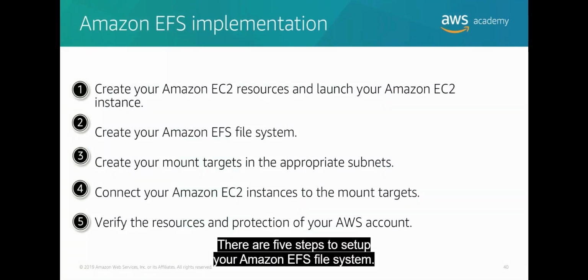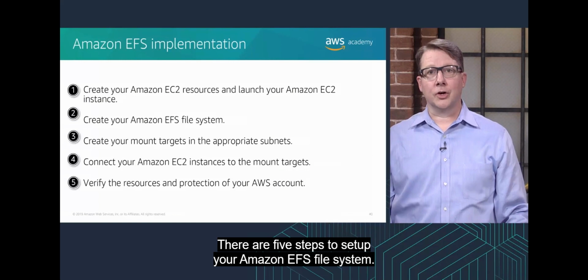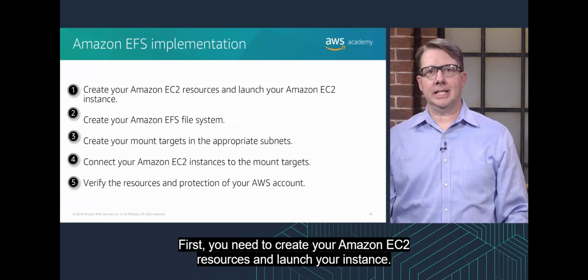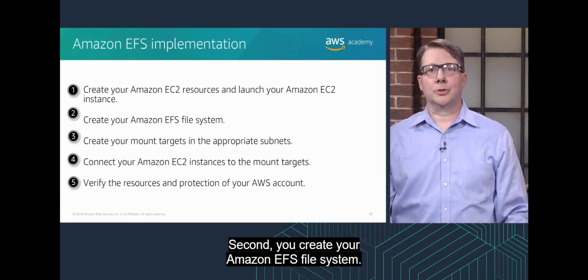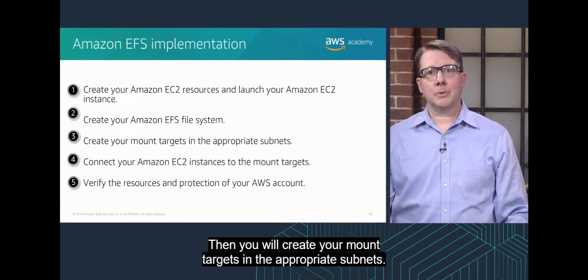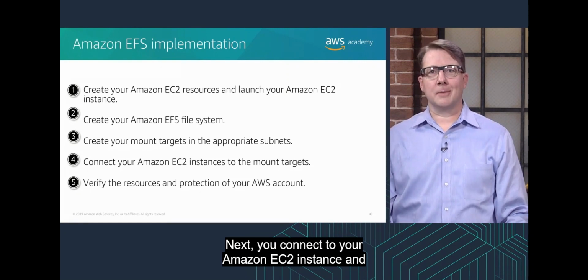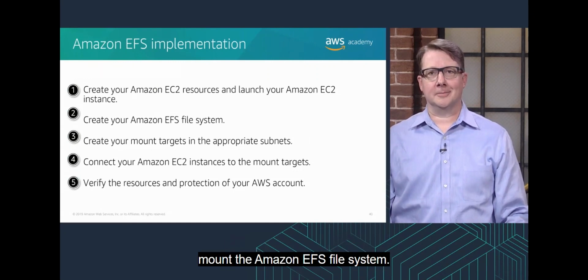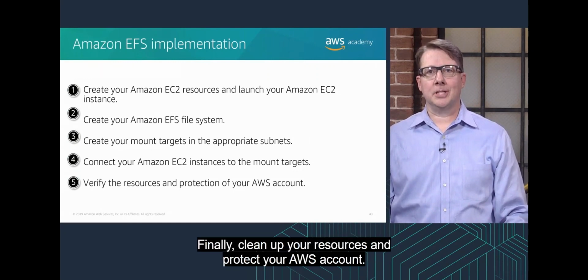There are 5 steps to set up your Amazon EFS file system. First, you need to create your Amazon EC2 resources and launch your instance. Second, you create your Amazon EFS file system. Then you will create your mount targets in the appropriate subnets. Next, you connect to your Amazon EC2 instance and mount the Amazon EFS file system. Finally, clean up your resources and protect your AWS account.